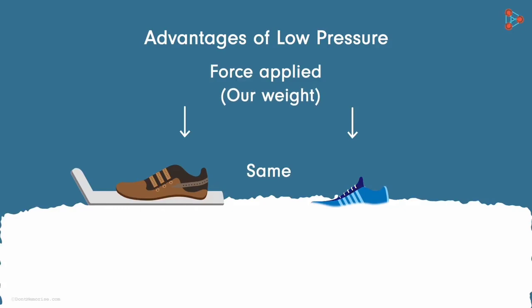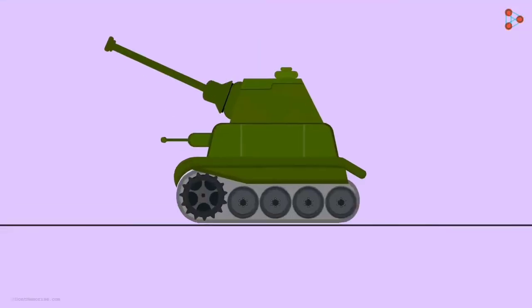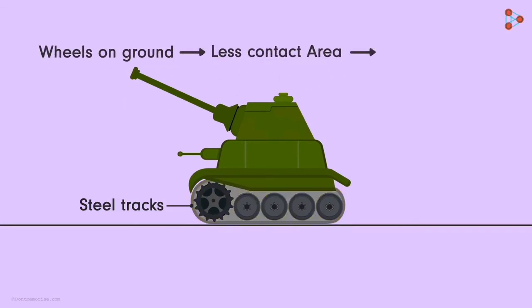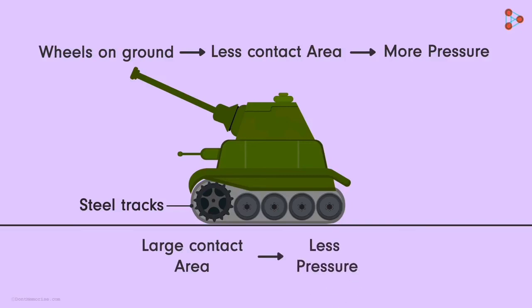Because with normal shoes the area is very less, so high pressure will be there, so the shoe will go very deep. Same with the trucks used in wars, you can see steel tracks cover the sharp tires of the vehicle. If wheels are on the ground directly, less contact area, more pressure, the vehicle cannot move further. But steel tracks have a large area to reduce pressure.